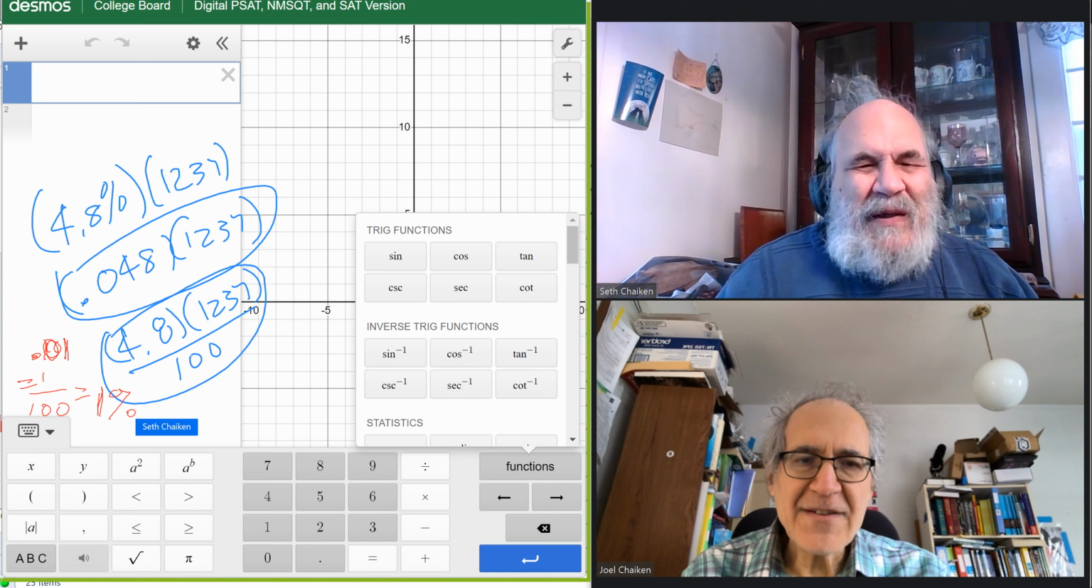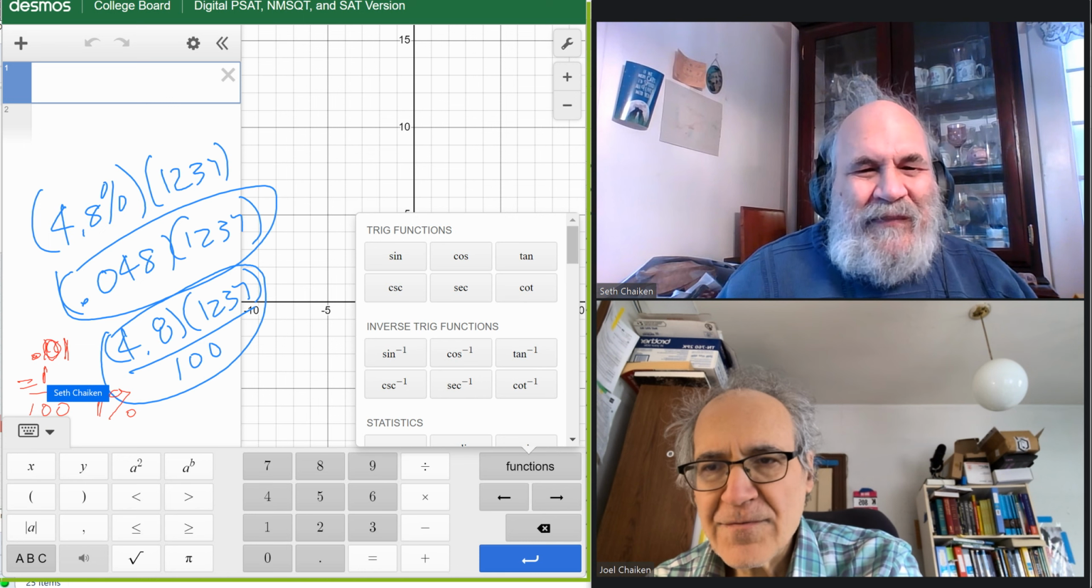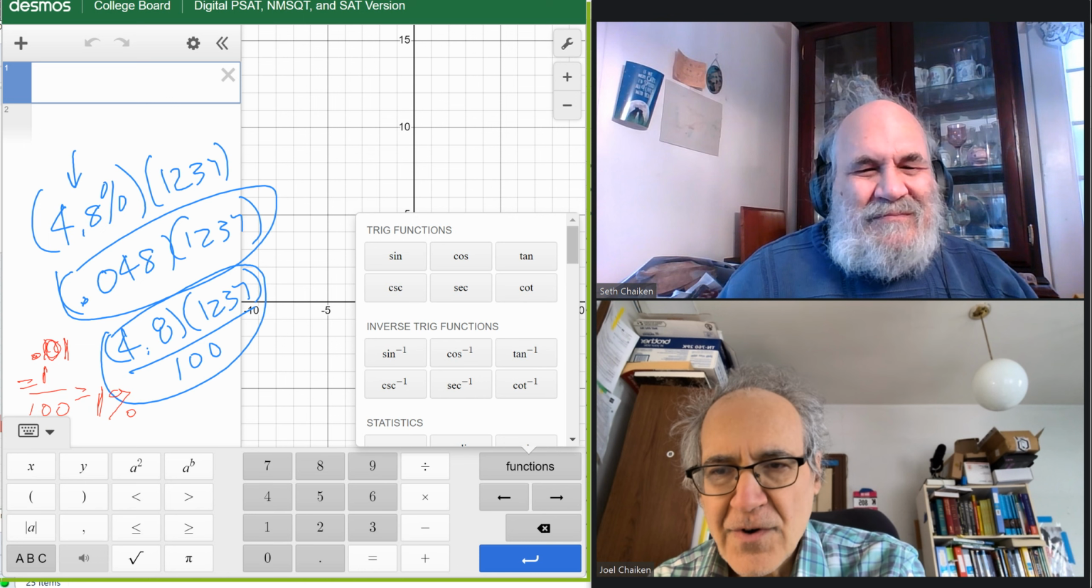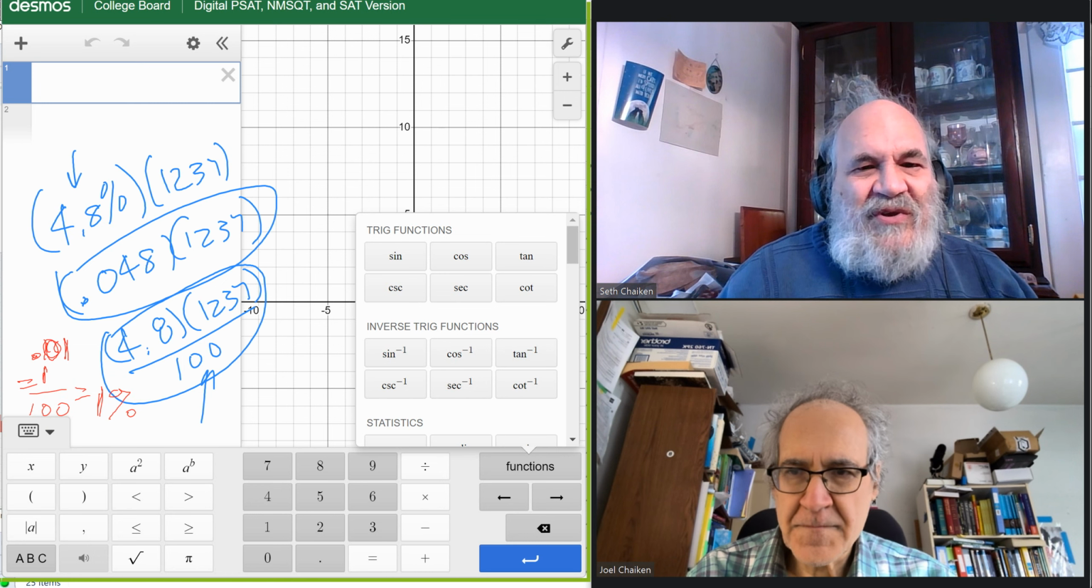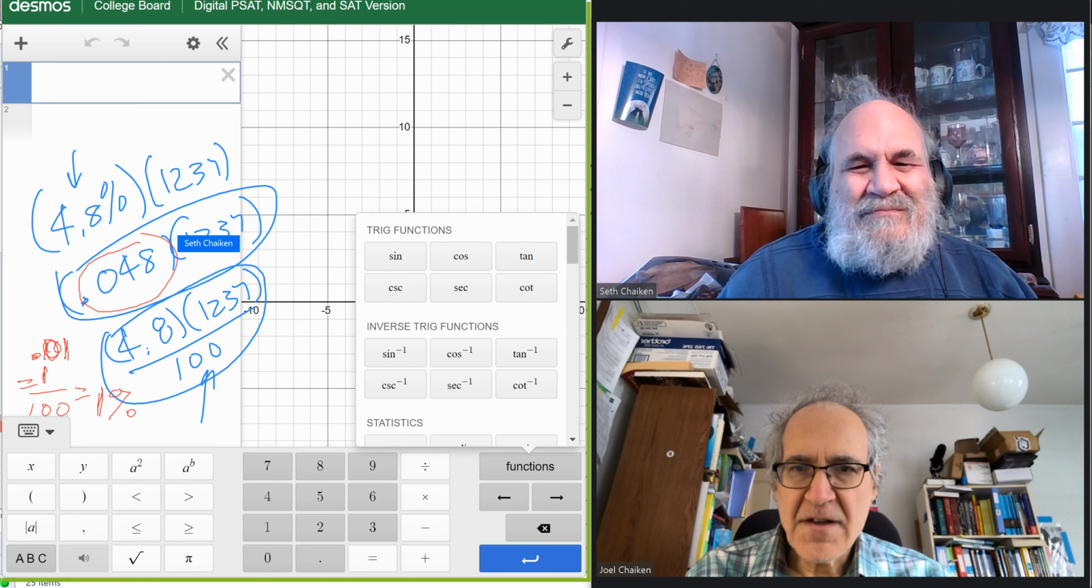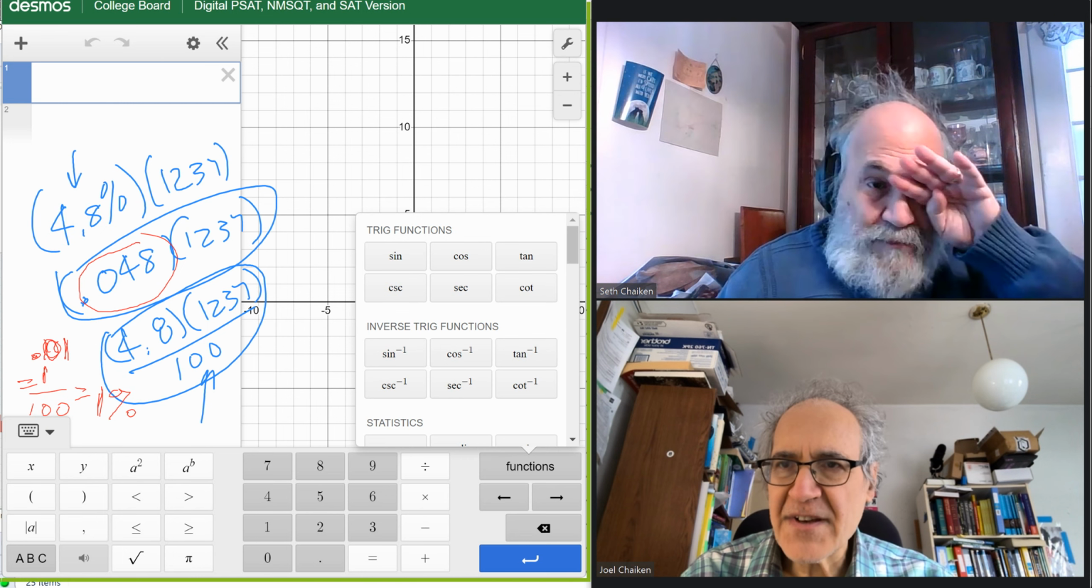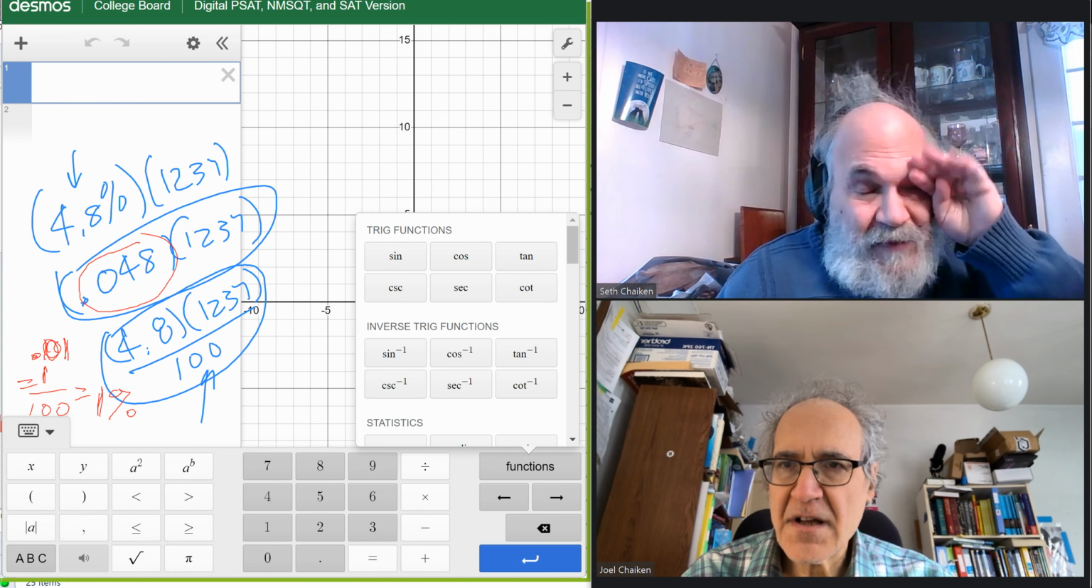Right. So either one, you can convert 4.8% to 0.048, or you do 4.8 times 1237 and then divide by 100. Well, this uses the fewest keystrokes. That is something to keep an eye on.